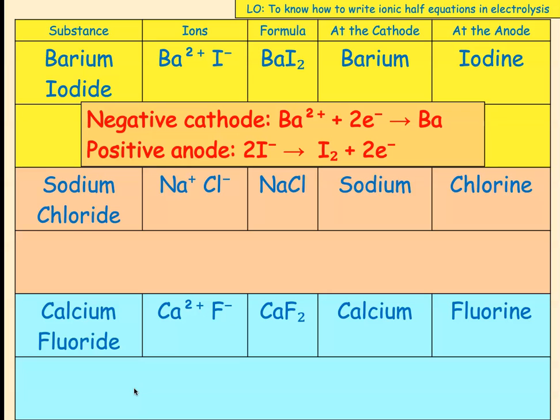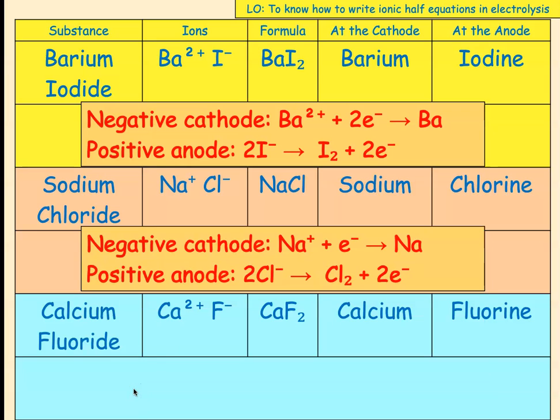Sodium chloride, we've got Na+ and Cl-. So we've got Na+ plus 1 electron will give us Na atoms. At the positive anode, we've got 2Cl- will give us Cl2 plus 2 electrons.